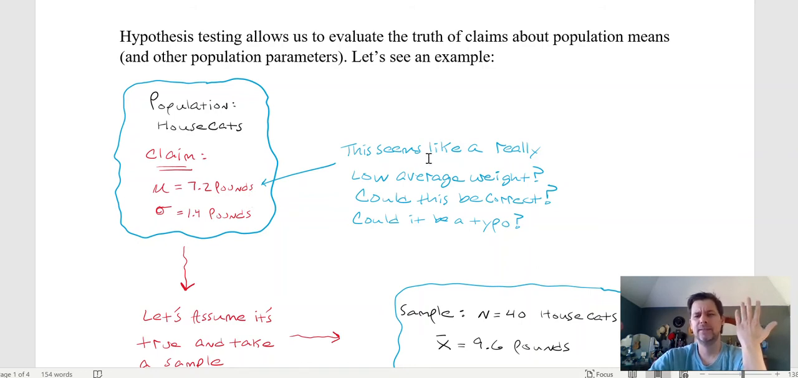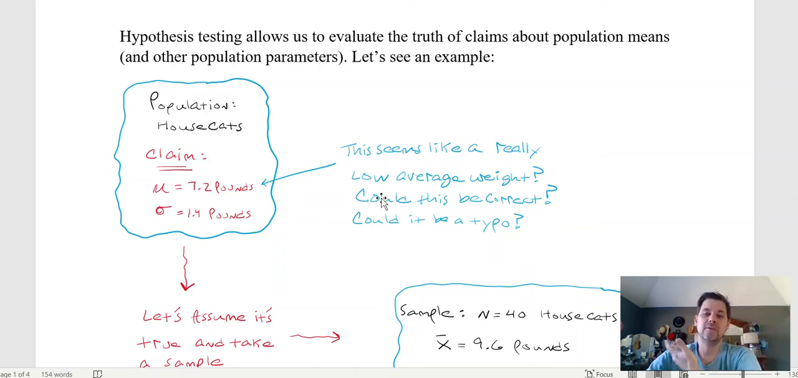And then I might think, well, that seems like a really low average weight. I think if you average the weights of all the house cats, it'd be a little more than that. Maybe I know something about house cats. Maybe I'm a veterinarian, who knows, right? And so I think, could this be correct? Could it be a typo? Could I be misinformed? Did these people do their math wrong? I have all these questions, okay?